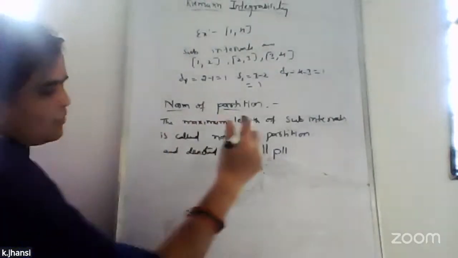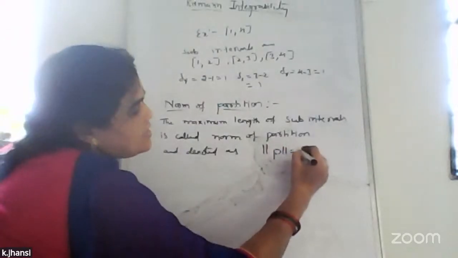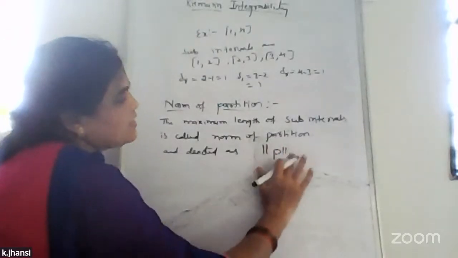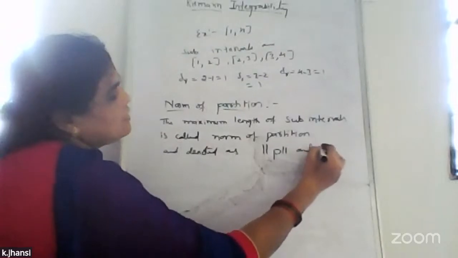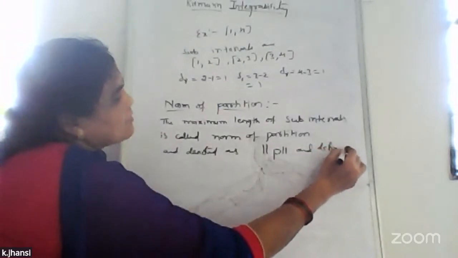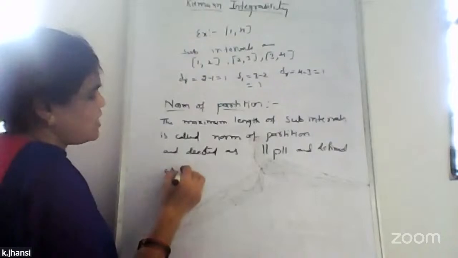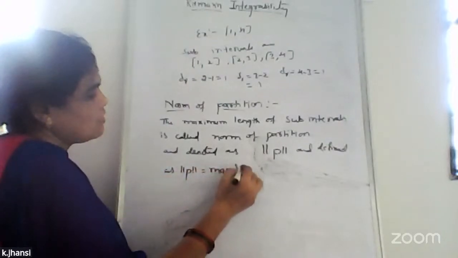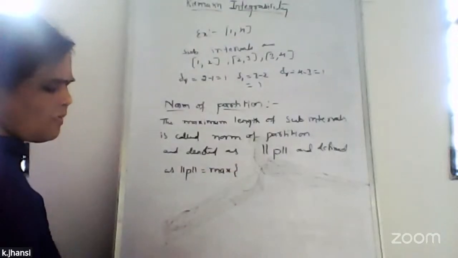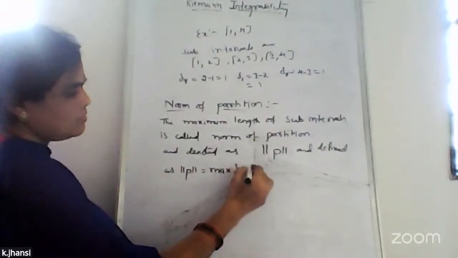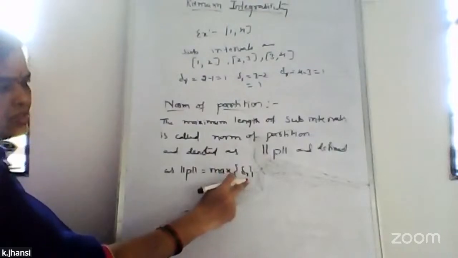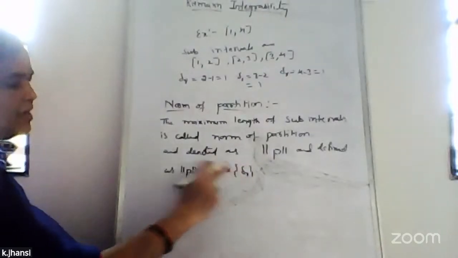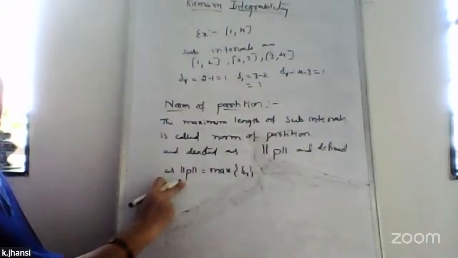So this norm of P is represented like this and defined as: norm P is equal to the maximum of delta R, that is, the length of the subintervals. So the maximum of the lengths of the subintervals is called the norm of P.